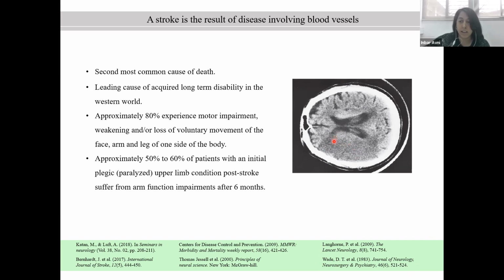About 80% of patients will experience some form of motor impairment, usually in the form of weakness and or loss of voluntary movement in one side of the body. And between 50 to 60% will still have that motor impairment in the upper limb, even 6 months after the stroke.